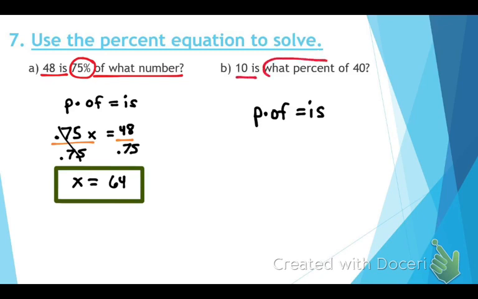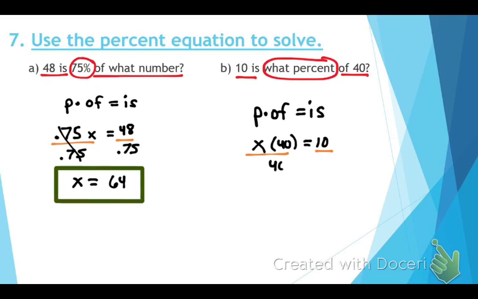10 is, circle the what percent, and underline of 40. Guys, what's my P? X. What's my of? What's my is? How many of you would say, yes, I set mine up correctly just like this? If you did not, that's okay. Erase it and fix it. Now I want X to get by itself. What do I do?